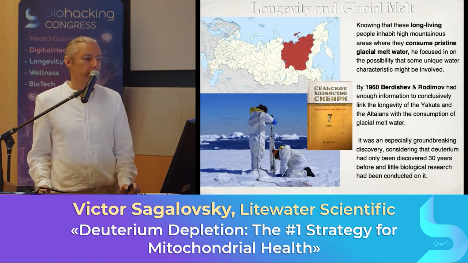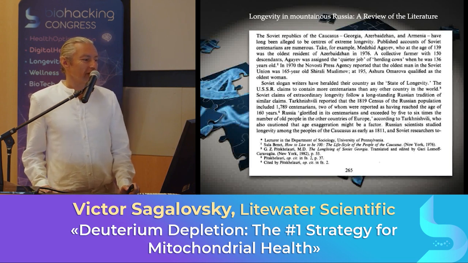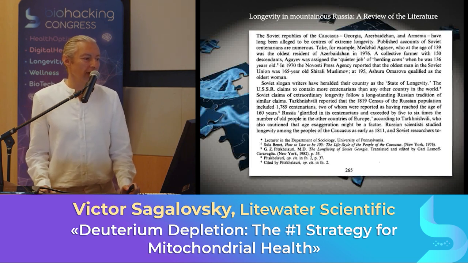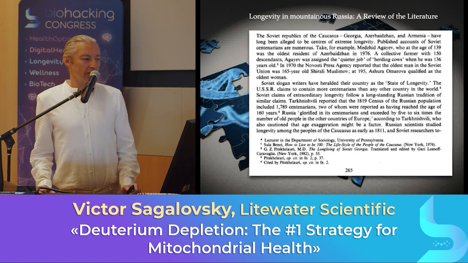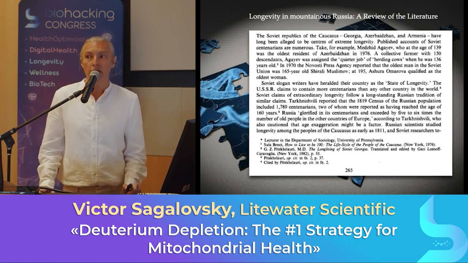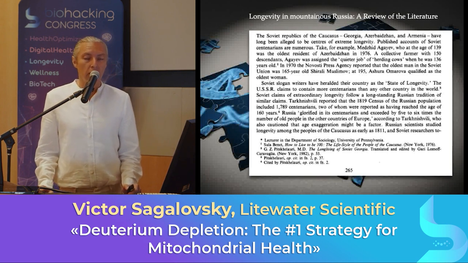So here's an interesting study, or interesting literature I found from Russia, from the census, and it showed that the 1819 census of the Russian population had 1,789 centenarians, and 2 of these people were 160 years of age. Now, we don't know if this is true, but these people live in these areas where they're consuming water and food grown in a deuterium-depleted environment.